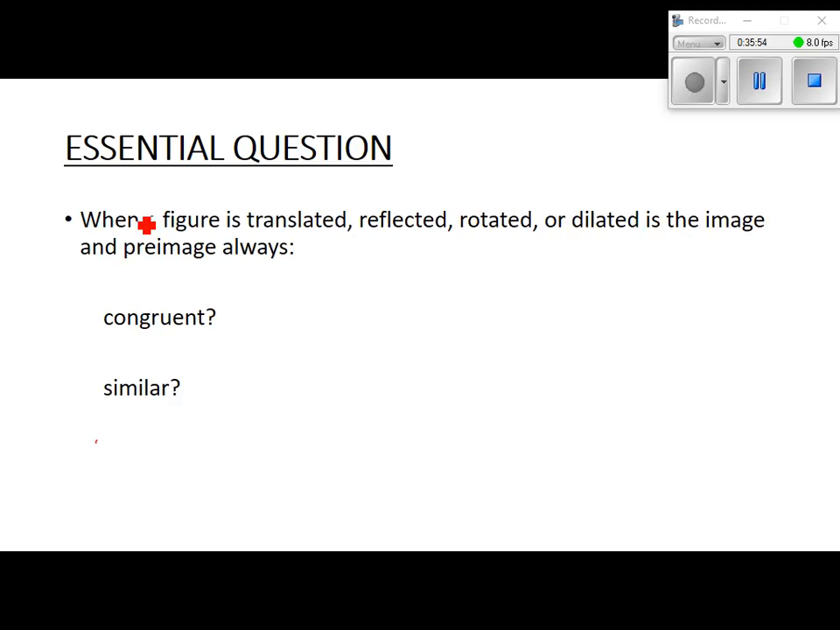When a figure is translated, reflected, rotated, or dilated, is the image, remember the image is what you end up with, the pre-image is what you start with. Are the image and the pre-image always congruent to each other? No. When are they not congruent? When it's a dilation. How about, are they always similar to each other? Yeah, even with a translation. If I take this shape and I move it over to here, is it still similar to the original shape? Yeah, but it's also congruent to the original shape.